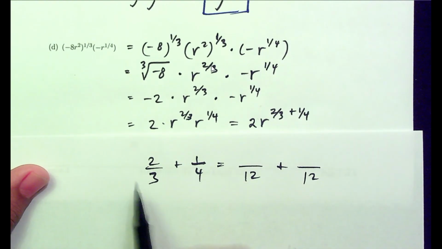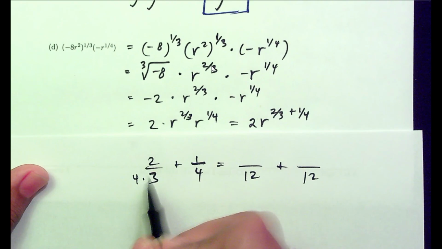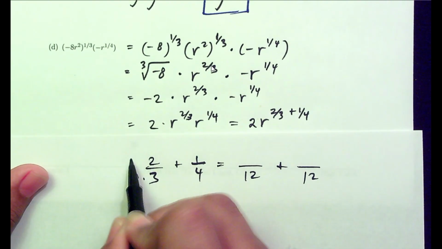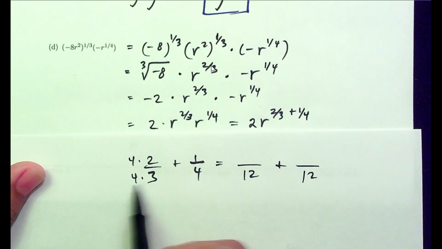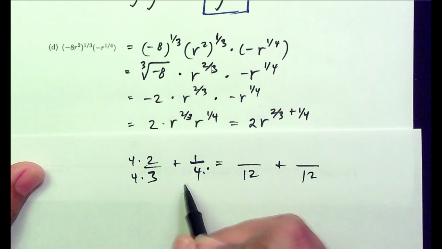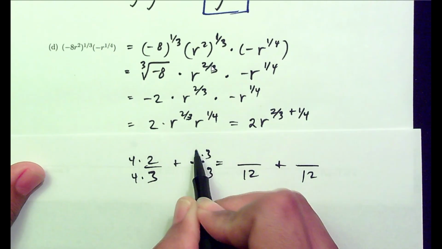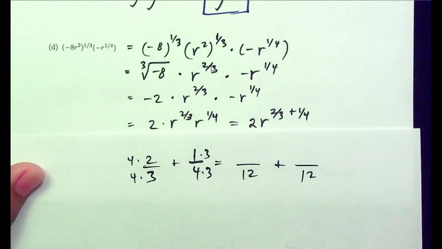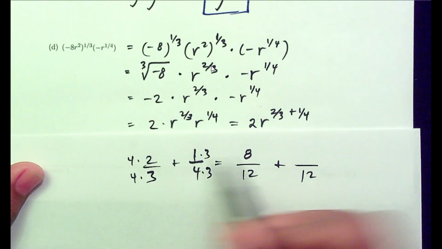And then you think, what do I need to multiply these 3 by in order to get 12? Well, you need to multiply by 4. Whatever you do on the bottom, you do to the top. So multiply top and bottom by 4. That's going to make that 3 a 12, which is what I want. And then to make this 4 into 12, you multiply by 3. So times 3 top and bottom. Now, 4 times 2 is 8. And then 1 times 3 is 3.